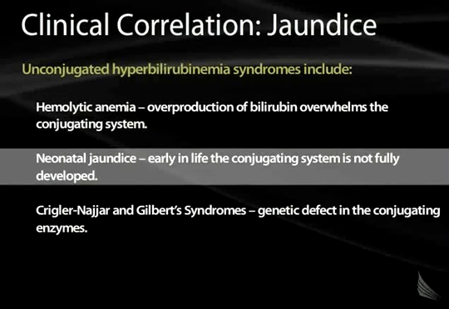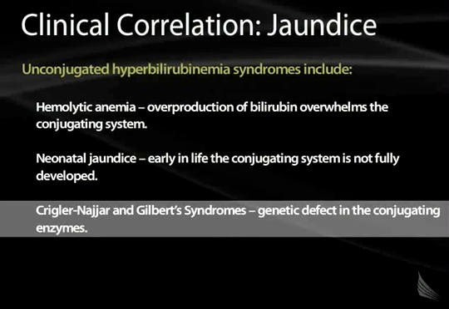Neonatal jaundice is a jaundice that occurs early in life before the conjugating system is fully developed. And so babies in the first week or two of life sometimes will have a little bit of jaundice as a result of not being able to conjugate the bilirubin fast enough. Now again, there's a couple of genetic syndromes in which the conjugating enzyme, UGT, is actually defective. And these are the Crigler-Najjar syndrome and Gilbert syndrome, which are covered more in the pathology lectures.